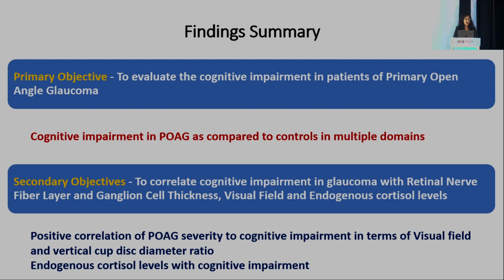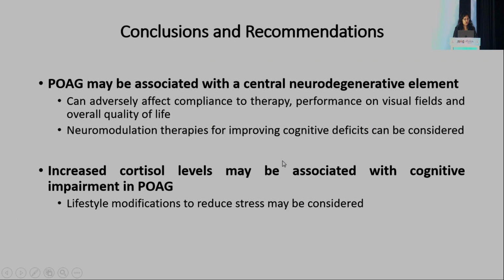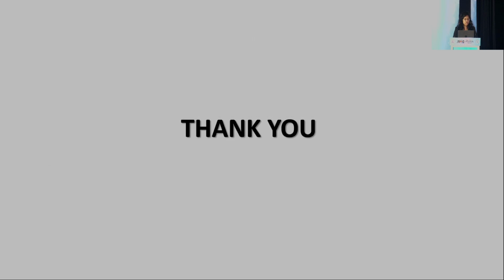So we found cognitive impairment in primary open angle glaucoma patients and a positive correlation of POAG severity to cognitive impairment in terms of visual field and vertical cup disc ratio. However, there was no brain imaging done, and it was a cross-sectional design. So to conclude, POAG may be associated with a neurodegenerative process and can adversely affect compliance to therapy, performance on visual field, and overall quality of life. Neuromodulation therapies for improving cognitive deficits can be considered. Increased cortisol level may be associated with cognitive impairment in POAG, so lifestyle modification to reduce stress may be considered. Thank you.